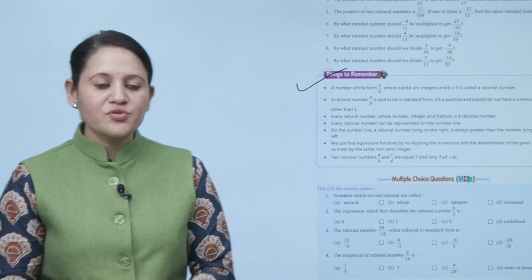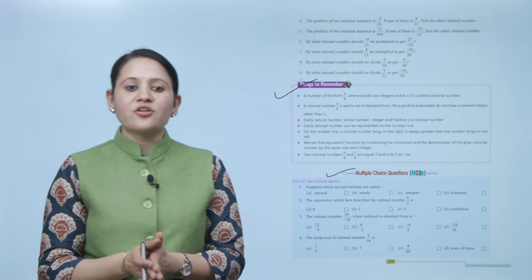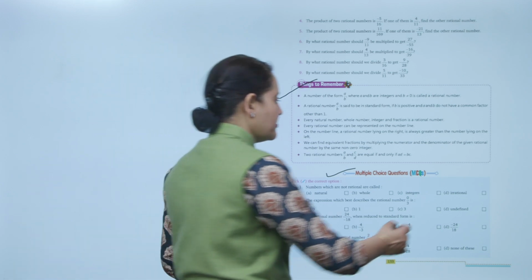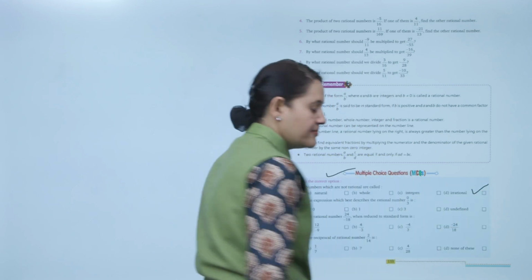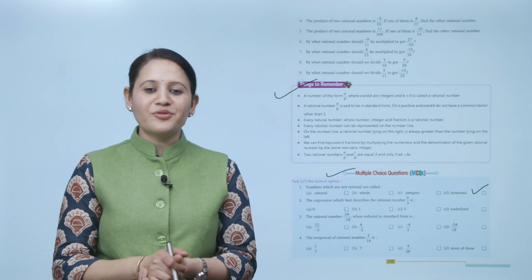Next is multiple choice questions. Tick the correct option. Numbers which are not rational numbers are called irrational numbers. So D is the correct option. So here we end the chapter. I hope you understand it well. Now to practice it.